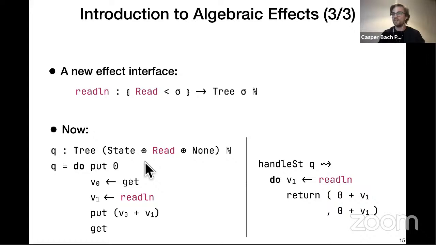So over here, the residual program that I end up with after applying handle state to Q is the program where I still have the read line operation left in my program because handle state doesn't know how to interpret that. And then as the final result that I return over here, I return a pair of two things. The first thing is the state of the final reference cell. The second thing is the return type of the program, or the return value of the program. In this case, they're the same because the final thing I do in my program is a get.